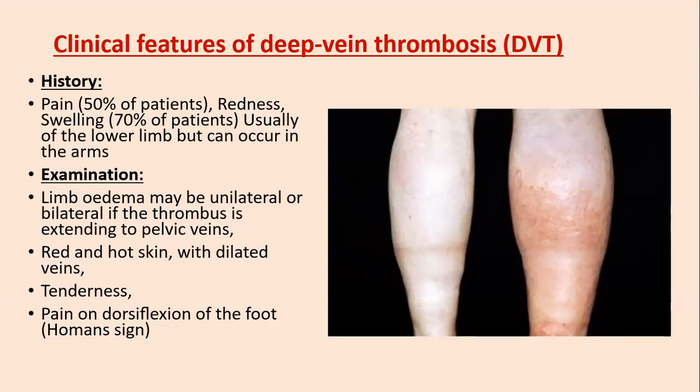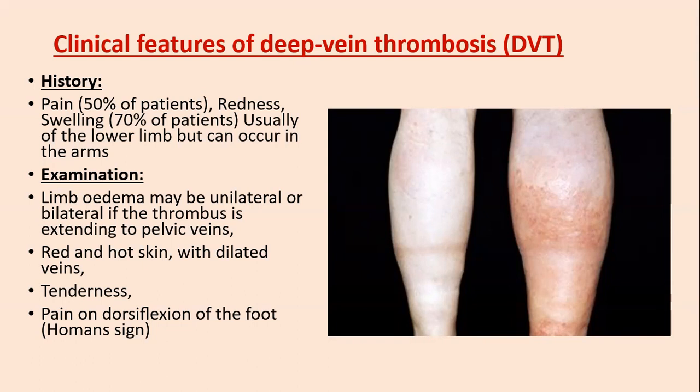Clinical features of deep vein thrombosis. History. The first and foremost is the pain, which occurs in 50% of the patients. There is redness and swelling, which occurs in 70% of the patients. It occurs usually in the lower limb, but can occur in the arm. So the most common site of DVT is the lower limb. Swelling and redness are the most common symptoms, followed by pain.